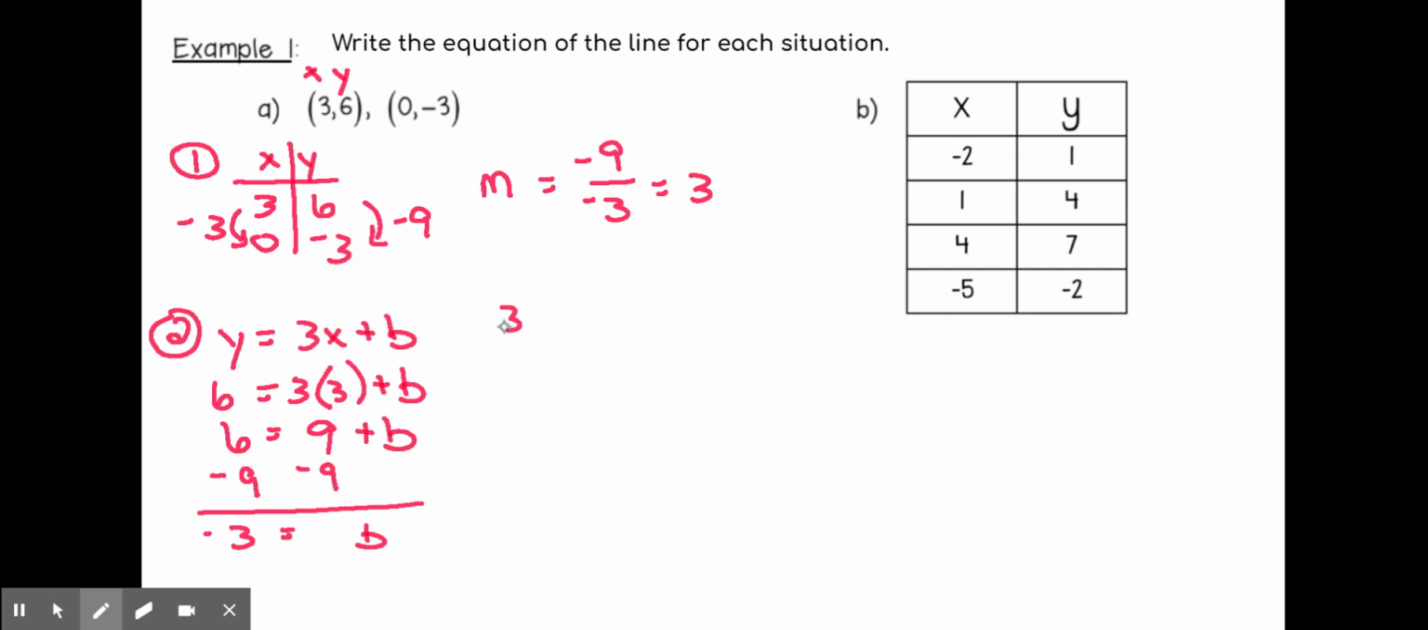All right, so I have m, I have b. So now I'm going to say y equals 3x minus 3. That's my equation.